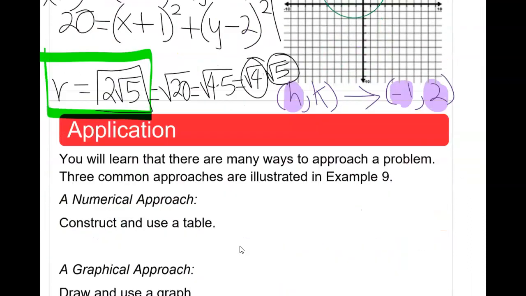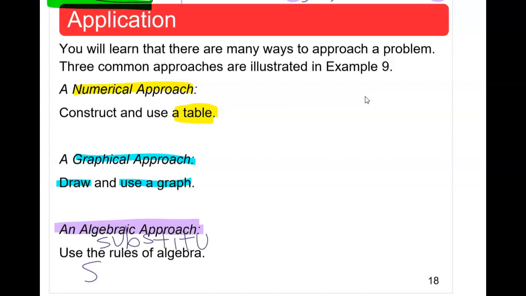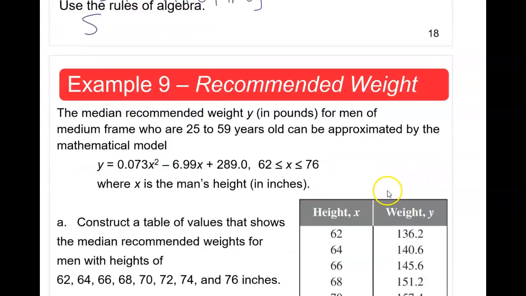So finally, we have the application, and for this example 9, we're going to go over 3 common approaches. We have the numerical approach, so we're going to be constructing a table. We're going to use the graphical approach, so we're going to draw and use the graph. And then finally, we will use the algebraic approach, so we will be substituting and then using the rules of algebra to simplify it. So let's get started. That would be the last problem for the section.